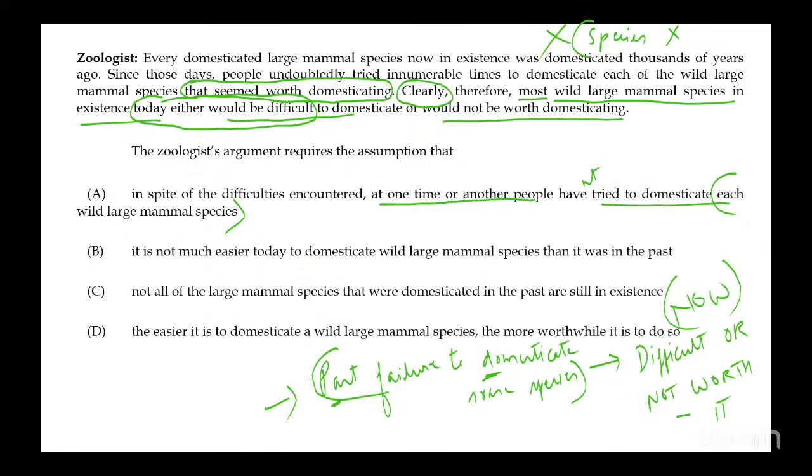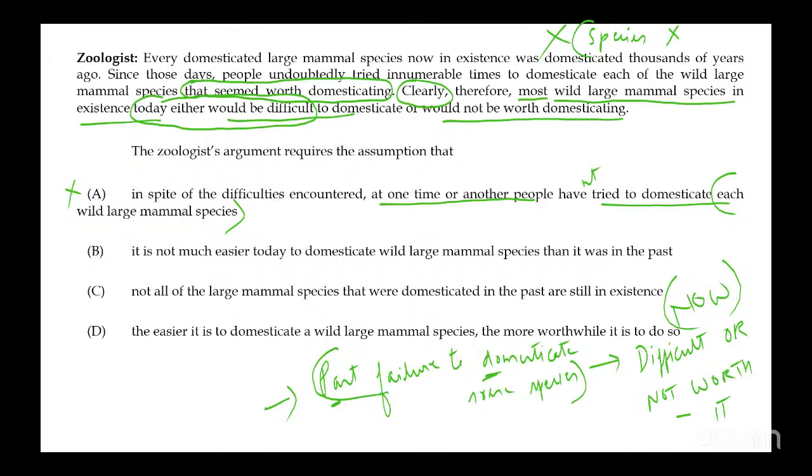Will it cause the argument to fail? Actually, no. Because again, they were trying to domesticate those species that seemed worth domesticating. And maybe not all species were worth domesticating. So this is not required. And this was a very close option, by the way, because it looked very similar to what the author was saying. But it is not. We just discovered. So A is out.